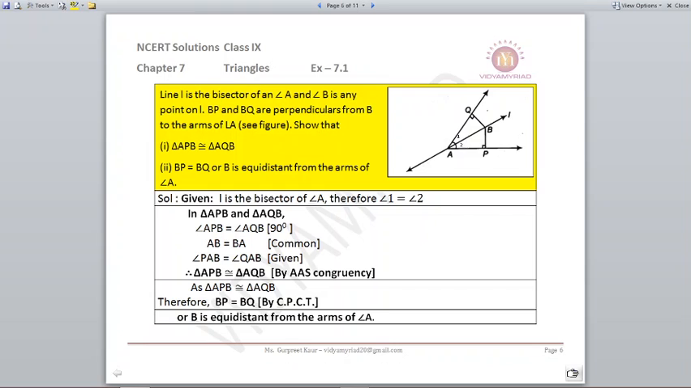AB is equal to BA, it's a common line in between both the triangles. And number 3rd, angle PAB is equal to angle QAB, or I can also write it that angle 1 is equal to angle 2 because they are the bisectors. So by AAS property, the triangles are congruent. Now we are told that BP should be equal to BQ. Now both are the parts of the congruent triangles. So we can simply say that BP is equal to BQ by CPCT, or B is equidistant from the arms of angle A.